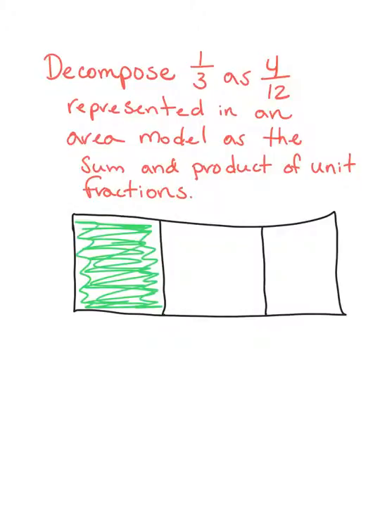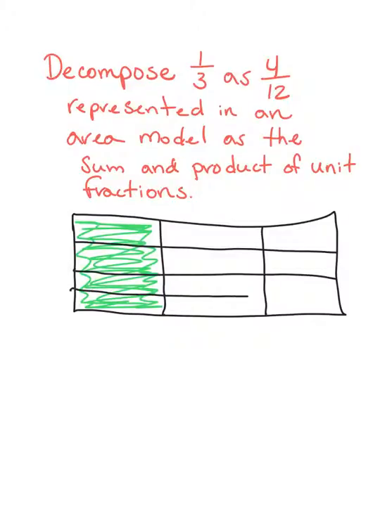So 1/3 is already demonstrated right here. This is broken up into thirds. Here's our denominator, it's 3, and in our numerator it's 1. 1 is being taken out to represent 1/3. But now we want to make it look like 4/12. So how we do that is we're going to separate it into 4 rows there. See?